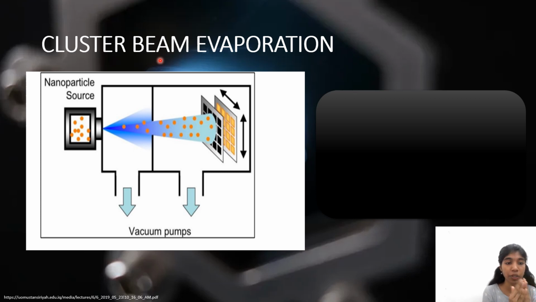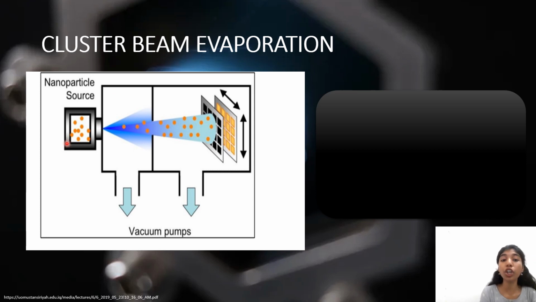Aggregates ranging from just a few atoms or molecules to thousands or lakhs in number are held together by some binding energy, which is a few tenths of an electron volt to several electron volts, and these are known as clusters. So this is the cluster source. This is basically the nanoparticle source, in the form of a cluster.